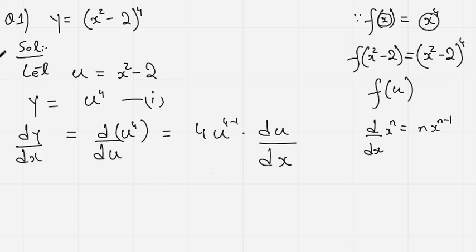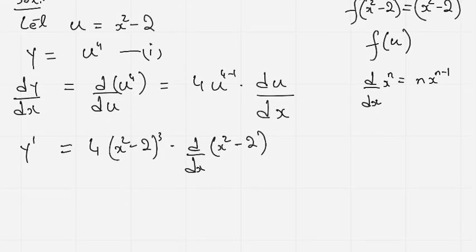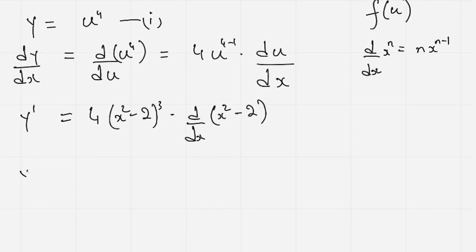Now I'm going to replace my u with my original expression x square minus 2. Wherever I have u, I'm going to write x square minus 2. So it's going to be (x square minus 2) whole cube, and over here I'm going to take out the derivative of x square minus 2. So it is going to be y prime. Y prime is actually the derivative of y, and that's how you interpret it. So it's going to be 4 times (x square minus 2) whole cube.